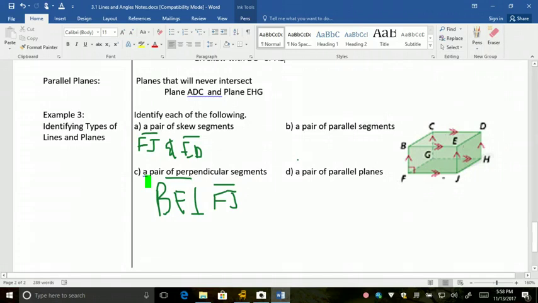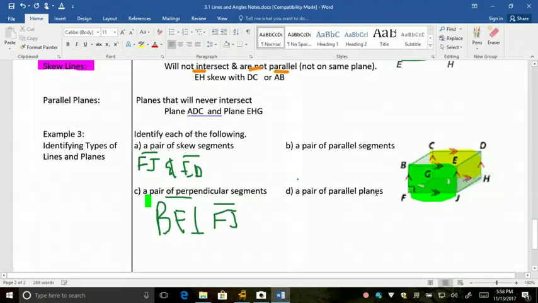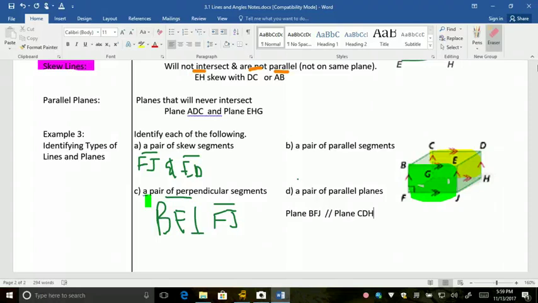Parallel planes. Because of the markings on the sides, it is pretty clear, or should be pretty clear, that this back plane, CDHG, is going to be parallel to this front plane, BEFJ. And you only need 3 letters to name a plane. So if you have plane BFJ and is parallel to plane CDH, or any combination of those letters for that back and front, then you're good.